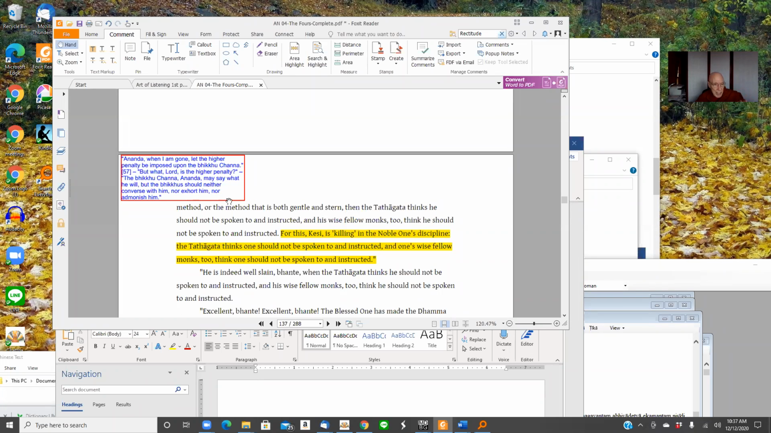And I have the passage here. This is when the Buddha was about to pass into his final nirvana. He was giving some last instructions to the monks. And then he says, when I am gone, then let the higher penalty, as it's translated here, but the Pali expression is, let me get my text.